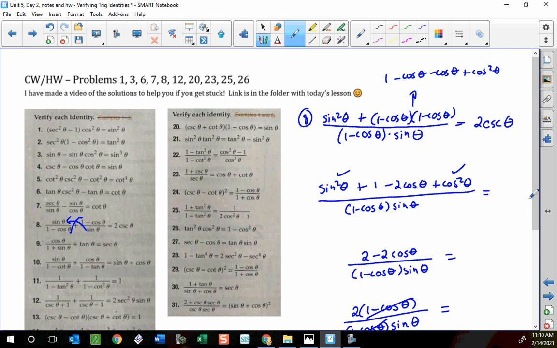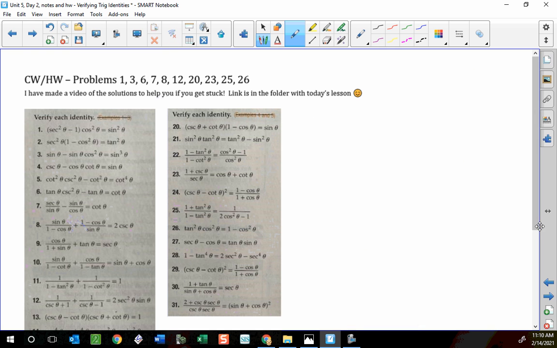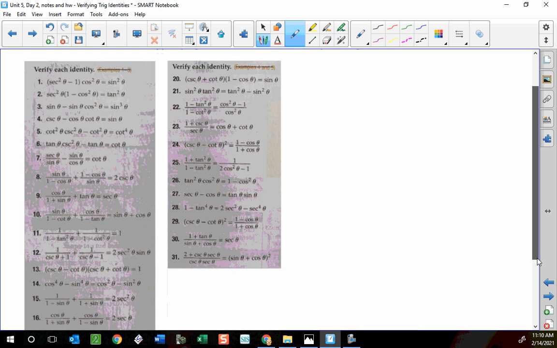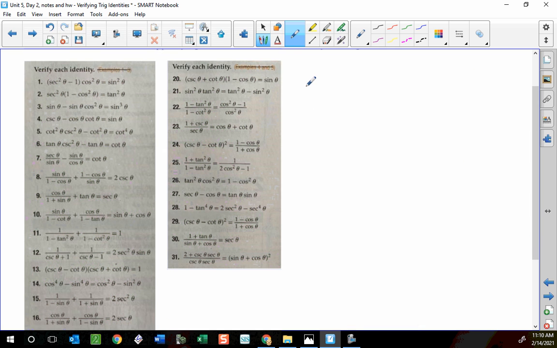All right, let's see, number 12. 12, good candidate for common denominator again. So on number 12, I'm going to basically bring this up top, like multiply 1 by cosecant minus 1 and multiply positive 1 by cosecant plus 1. So it's a little bit like cross multiplying. So on the denominator, we get cosecant plus 1 and cosecant minus 1.